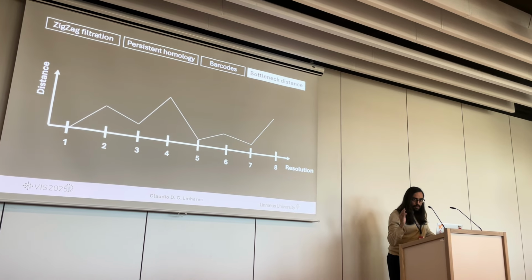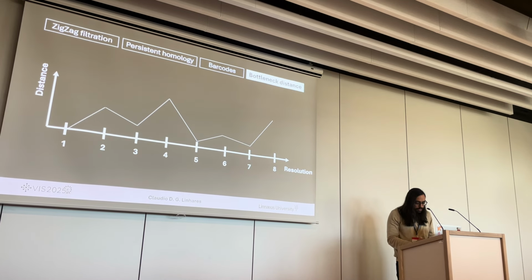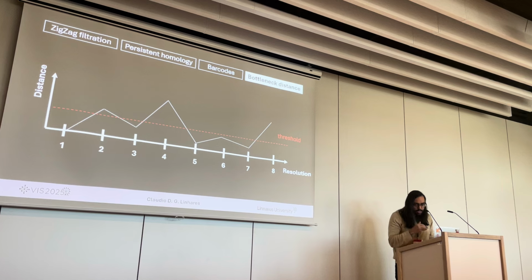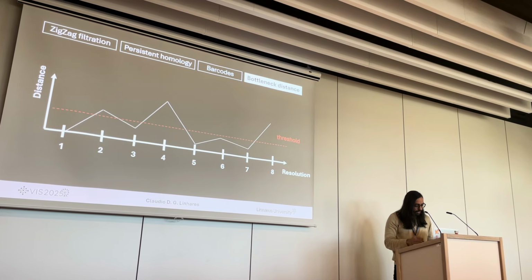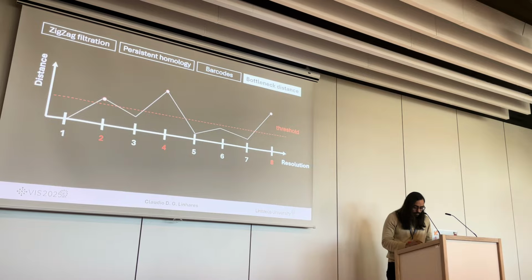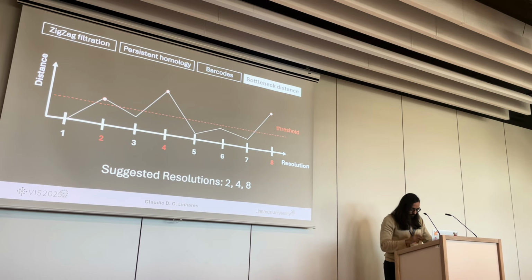So we calculate for every consecutive resolution. With that, of course, we will have different values here. Then we define a threshold mathematically. What is above that threshold means that there were more changes in the graph. So we kind of suggest those resolutions to the user. So let's say in this example, we end up suggesting resolutions 2, 4, and 8.